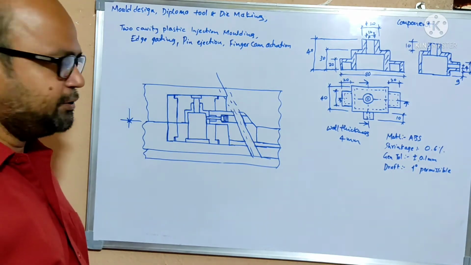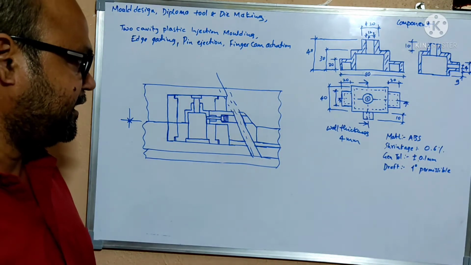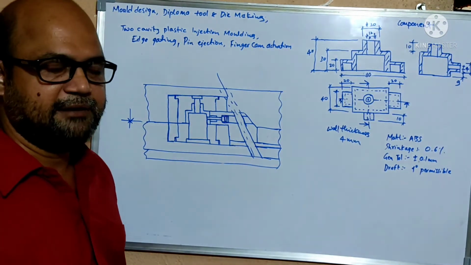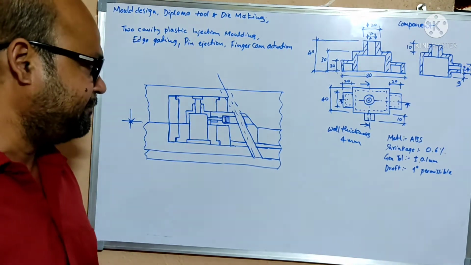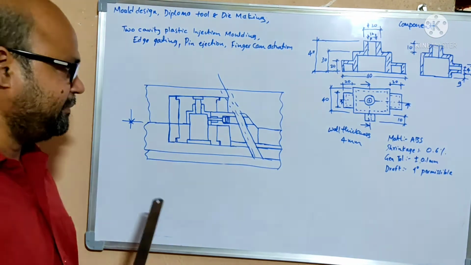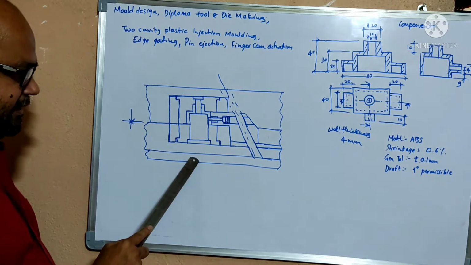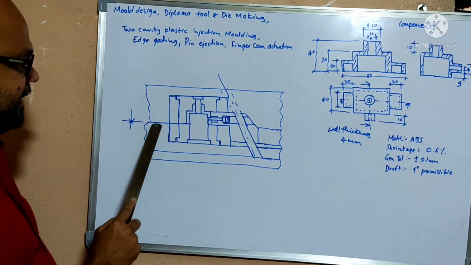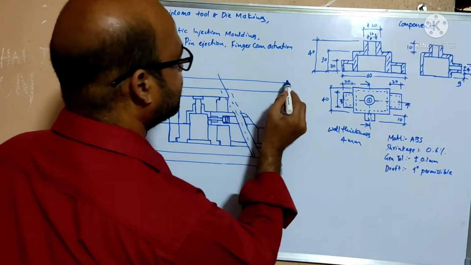Again, you are going to observe this component. In my last classes I had already given the principle, how the core and cavity are placed, including the side core and the finger cam, with the elements of the plastic injection mold. You are observing here. This is the back plate of the tool, this one is the core housing plate, and this one is the cavity housing plate. Above the cavity housing plate is the top plate.